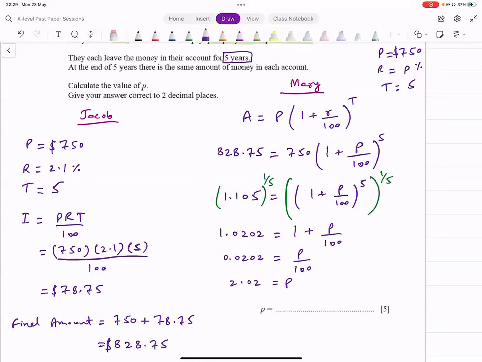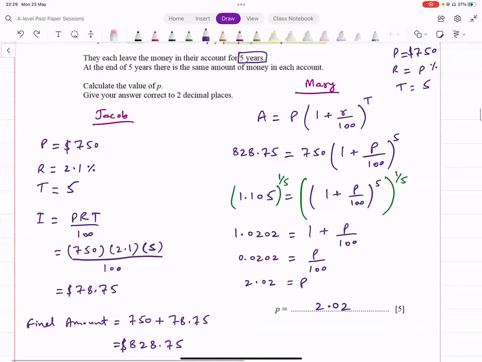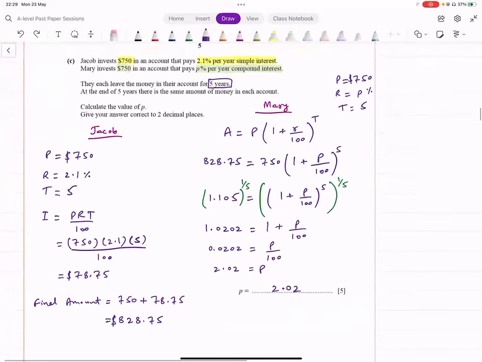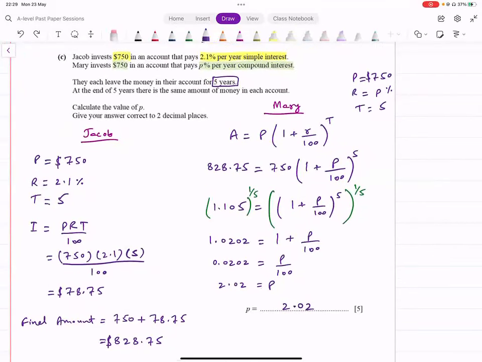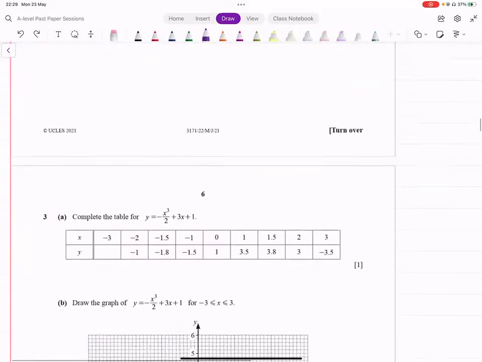that turns out to be 2.02, and that's your final result there. Okay, so that's what we had to do here. So this is part C of question number 2. Okay, I hope that makes sense. Let's move on to the next question.